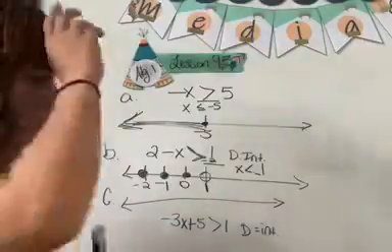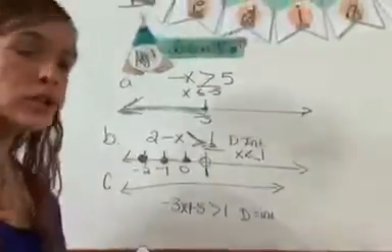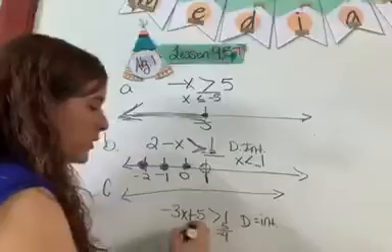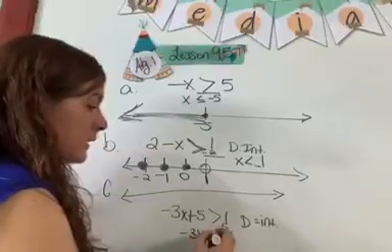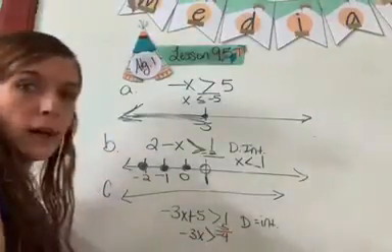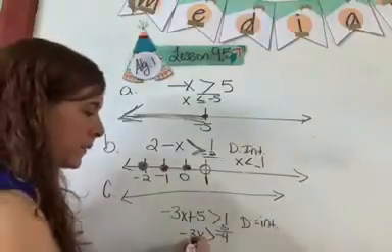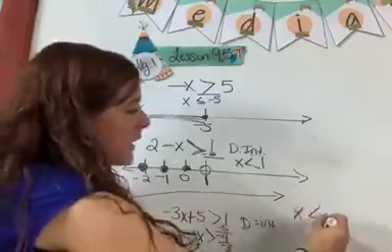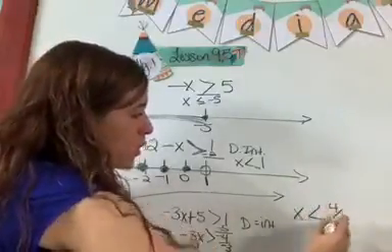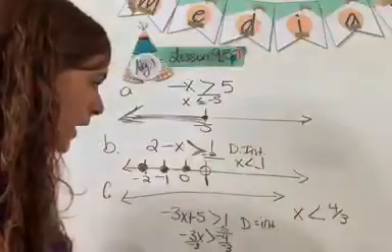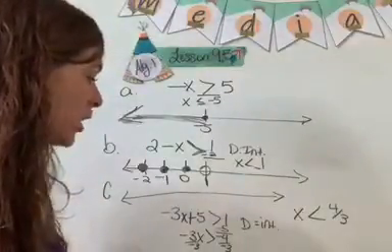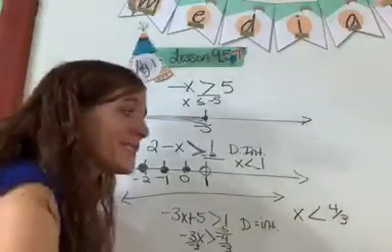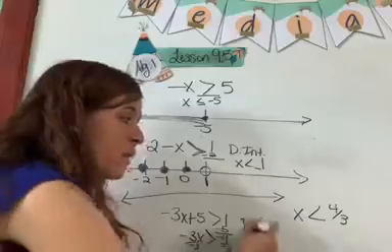Let's look at letter C. Another kind of weird one. So we move over a -5 here, and that's going to be -4. So you have -3x is greater than 4. But we're going to flip the sign because we have to divide by a -3. So we have x is now less than 4/3. Well, here's the thing, Kelly. 4/3 isn't even an integer, and that's what we're dealing with right here.